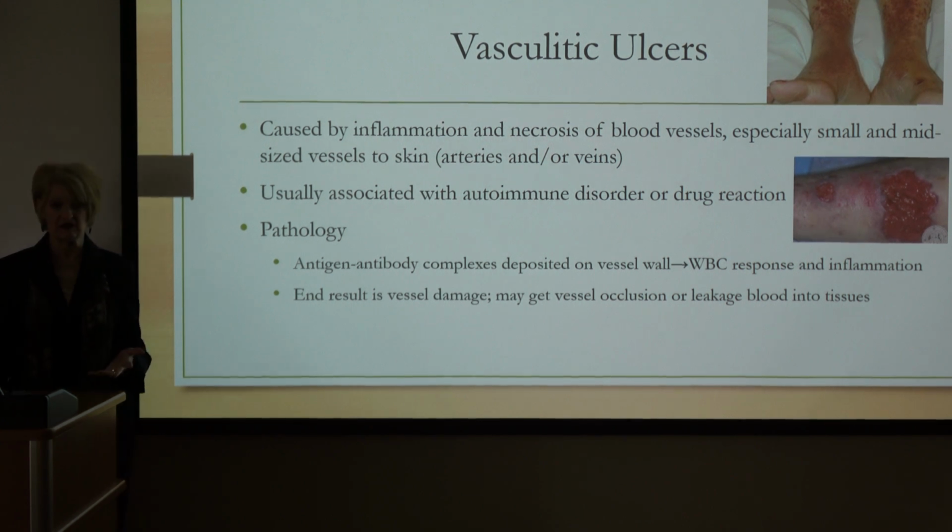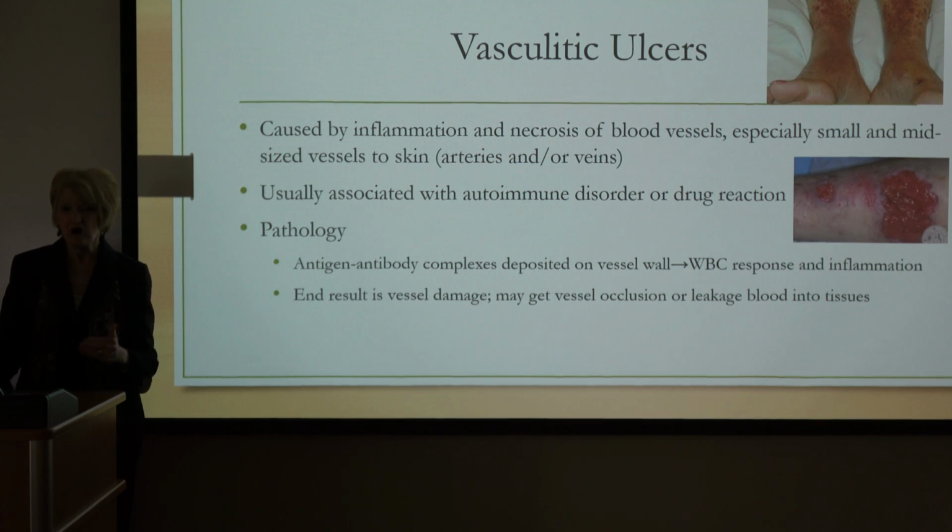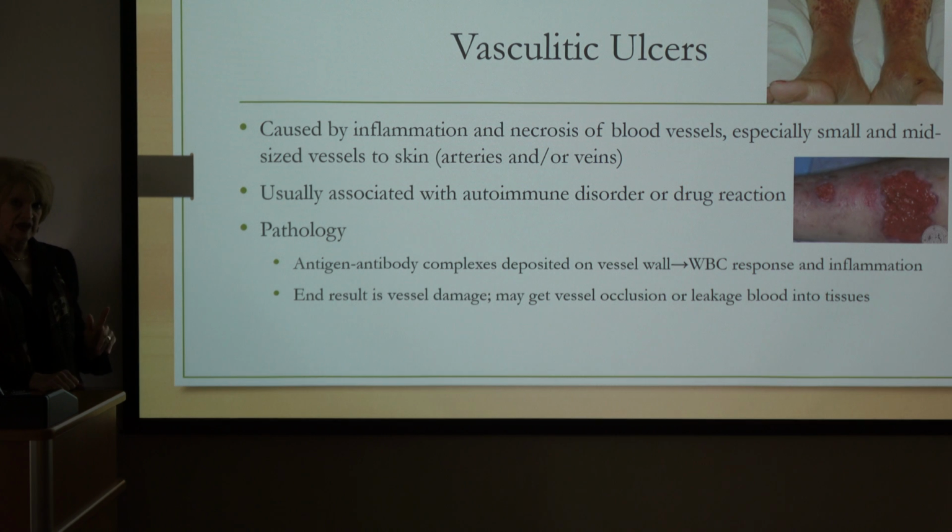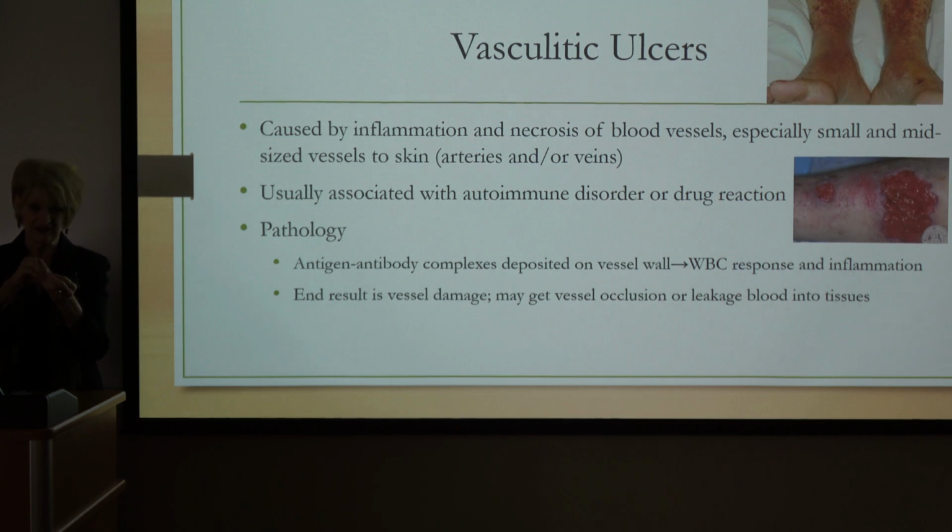Who gets vasculitis and why? Well, in most situations, it's associated with some kind of autoimmune condition, sometimes with a drug reaction, occasionally with a malignancy, sometimes with infection. They think that what happens, especially with the drug reaction and with some of the autoimmune disorders, is that you get an antigen-antibody reaction. And then these little antigen-antibody complexes attach to the vessel wall.